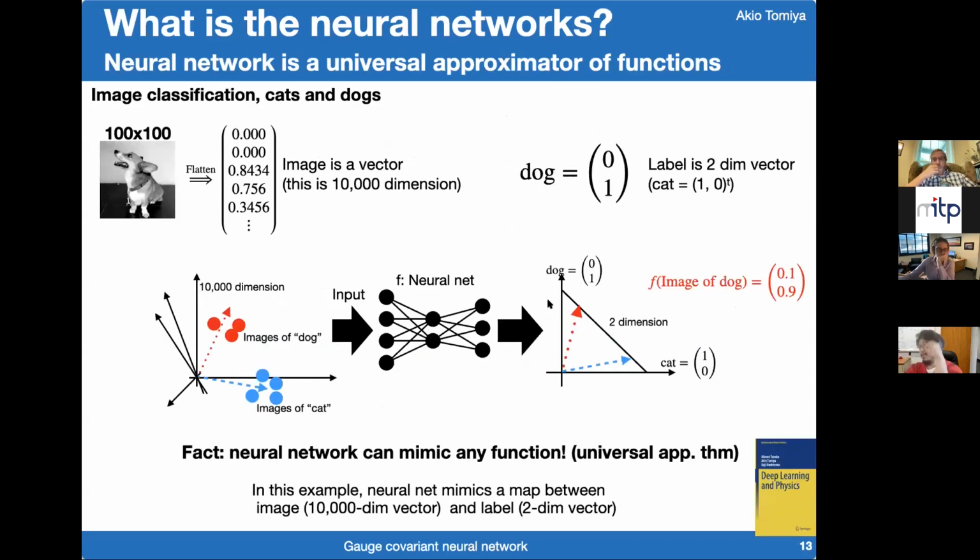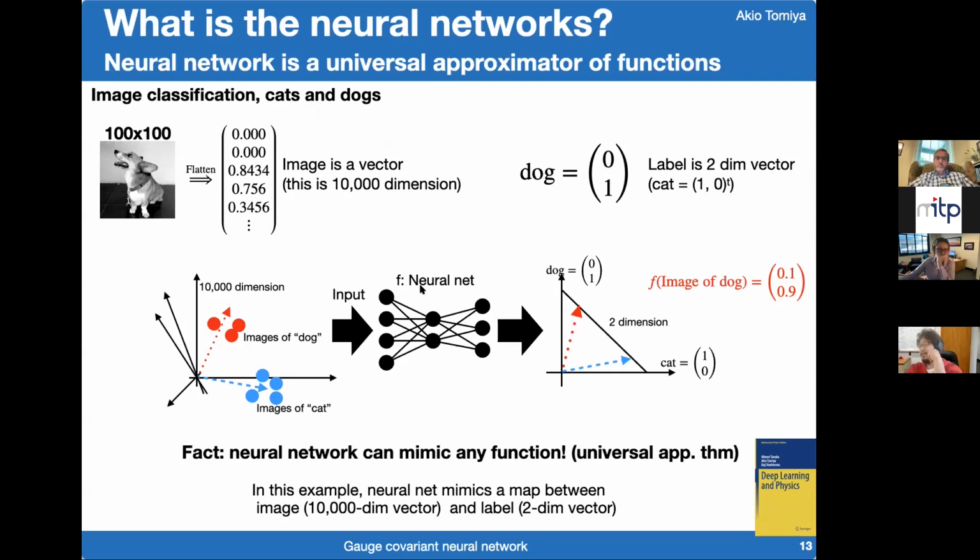So this is an easy example of a typical usage of a neural network. We can regard a picture as a vector, right? A picture consists of a bunch of pixels, which contain numbers, and we can perform a flattening operation. Then we get a vector; in the 100 times 100 case, this vector has 10,000 dimensions. On the other hand, if the classification problem is a binary classification, we have two labels, and we can assign a two-dimensional vector to each label. In this case, the dog is 0, 1 and the cat is 1, 0.